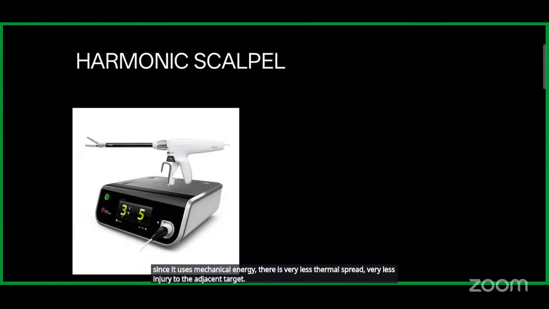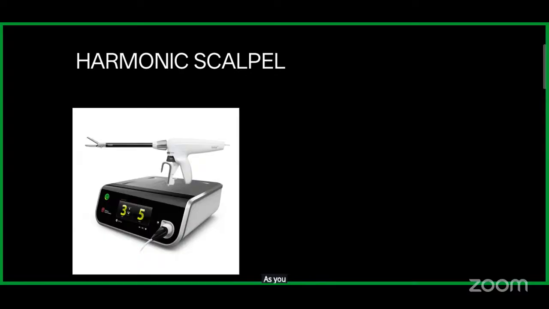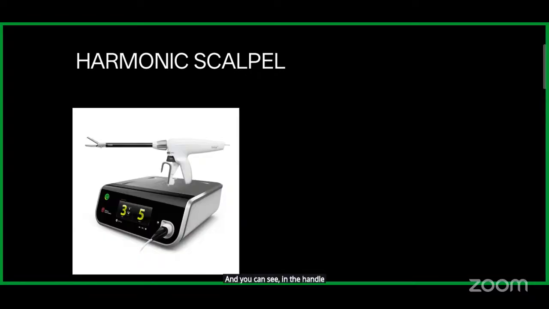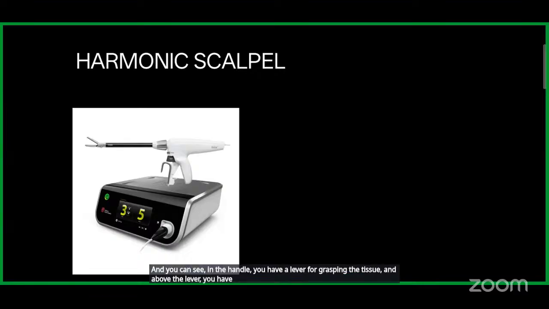So this picture shows you the harmonic handle, and it also shows you the harmonic unit. As you can see, it shows two settings, minimum and maximum. In this picture, the minimum setting is at 3 and the maximum setting is at 5. And you can see in the handle, you have a lever for grasping the tissue, and above the lever, you have two buttons. The small button is minimum setting. The bigger button is the maximum setting. We'll discuss what is what now.